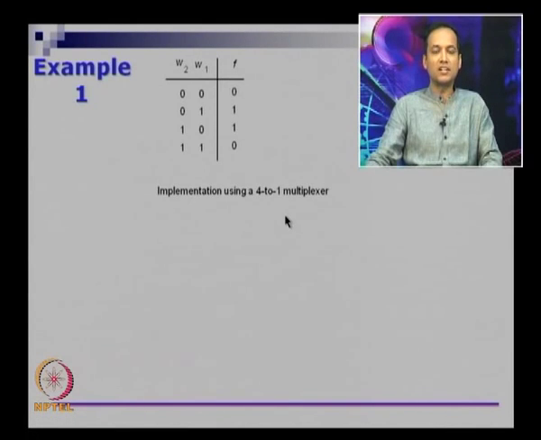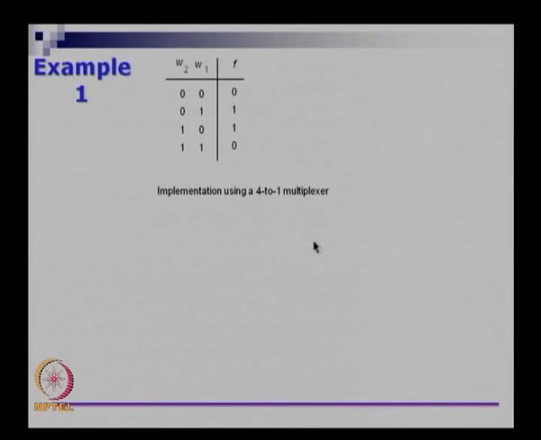So, the implementation. Let us say I ask you to do it using a 4 to 1 multiplexer. So there are 4 inputs and there is 1 output. So there are 4 input combinations possible and there is 1 output. Let us see how to do this using a 4 to 1 mux.